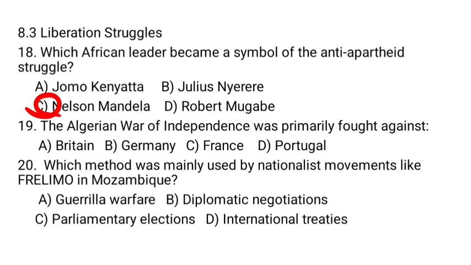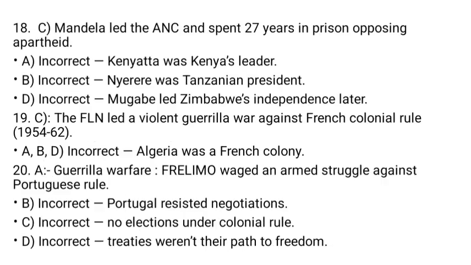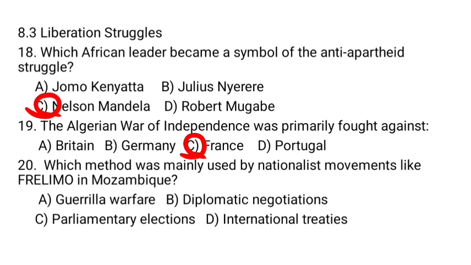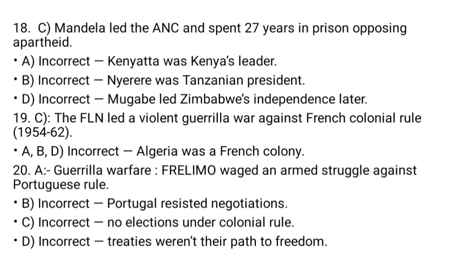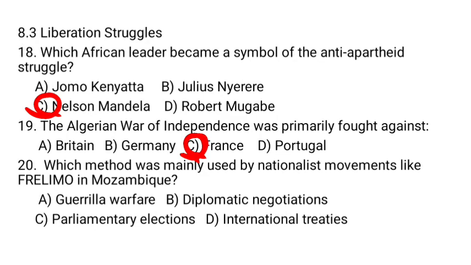The Algerian War of Independence was primarily fought against France. The FLN led a violent guerrilla war against French colonial rule from 1954 to 1962. Algeria was a French colony. As a result, C is the correct answer. The guerrilla warfare method was mainly used by nationalist movements like the Mozambique Liberation Front, Frelimo. So the correct answer is A.